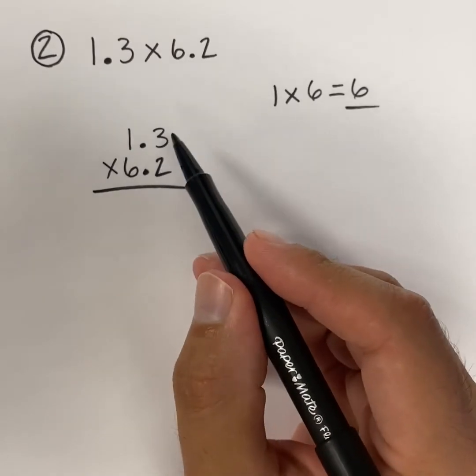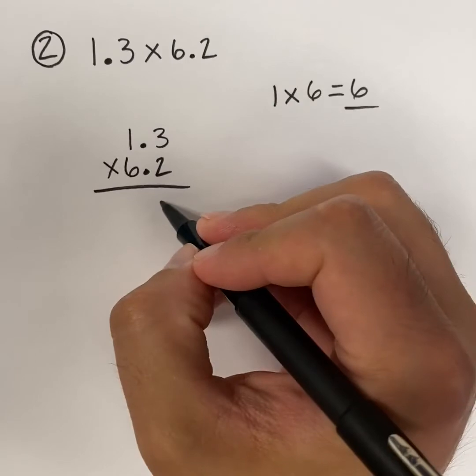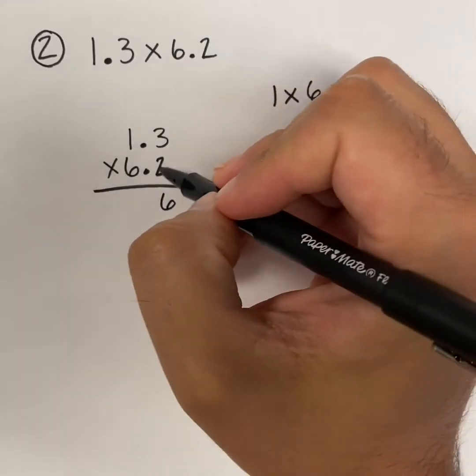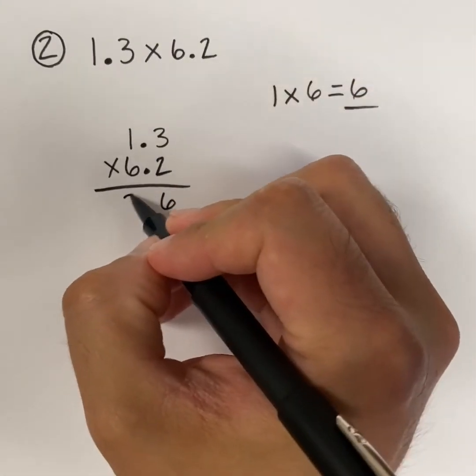Okay, so let's go ahead and do 3 times 2, which is 6. We're going to do 2 times 1, which is 2.